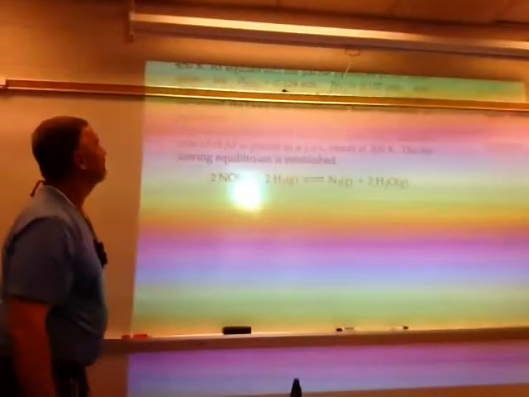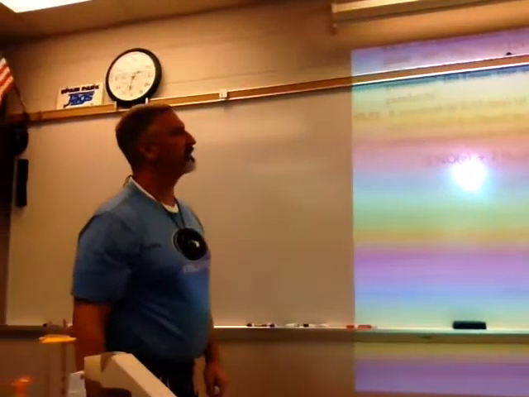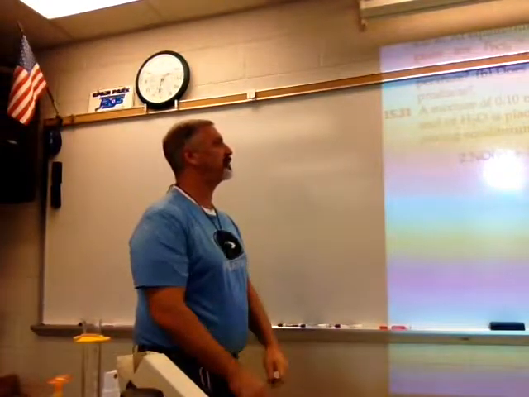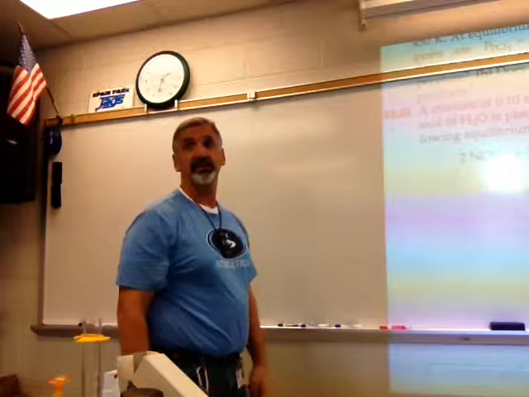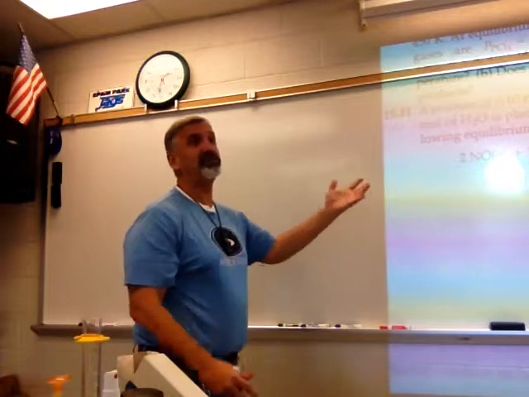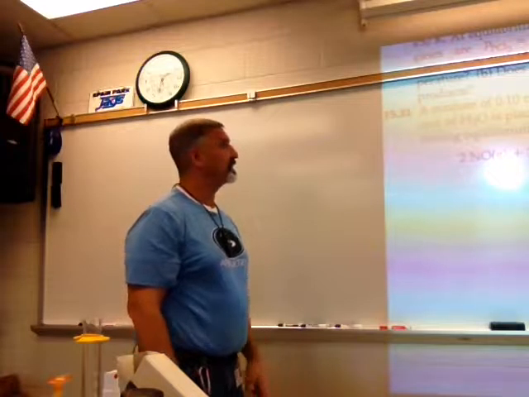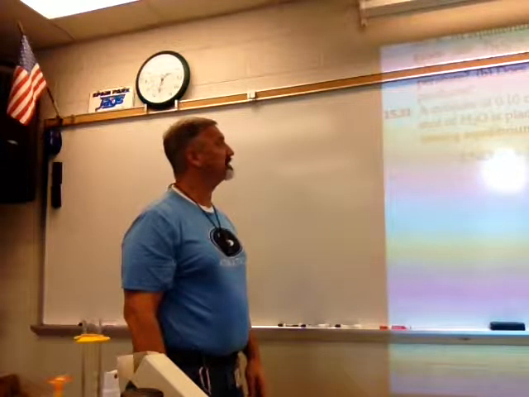Number 31 says, a mixture of 0.1 mole, 0.05 mole, and 0.1 mole of water is placed in a 1 liter container. So if it's in a 1 liter container, what's the actual molarity going to be? 0.1, whatever it is, right? Because it's just divided by 1. Okay? The following equilibrium is established.